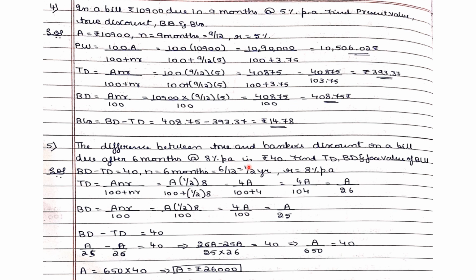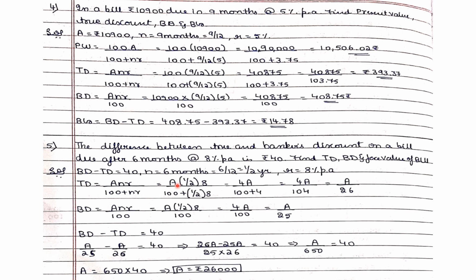Find TD, BD and face value of the bill. So 8%, and rupees 40. This rupees 40 is nothing but the banker's discount minus true discount value. That is what you have written here: BD minus TD is equal to 40. Here you have to find out the true discount and the banker's discount. Once you calculate this, you can easily find the face value of the bill. True discount value is ANR divided by 100 plus NR. You substitute whatever is there. You don't have the amount value.